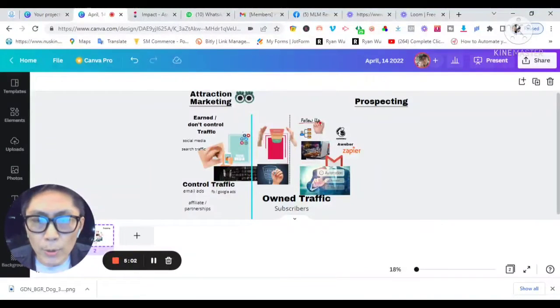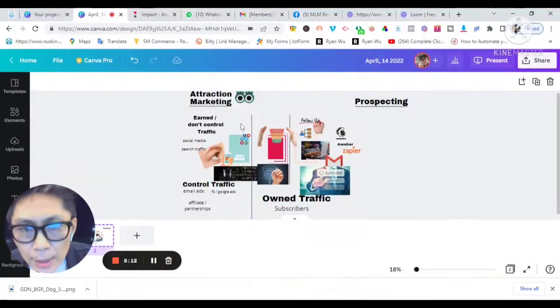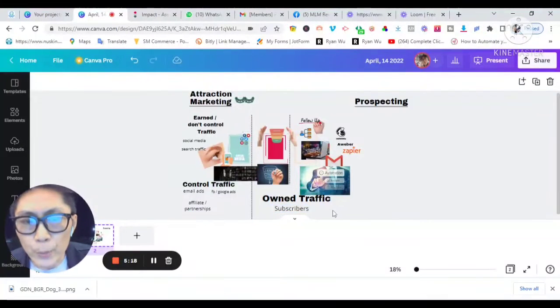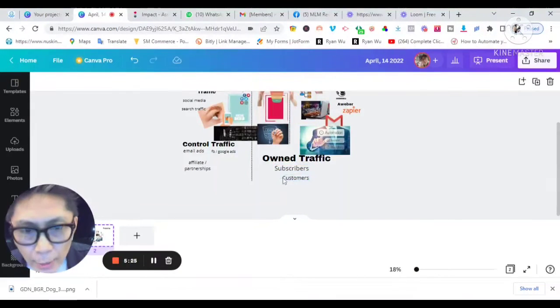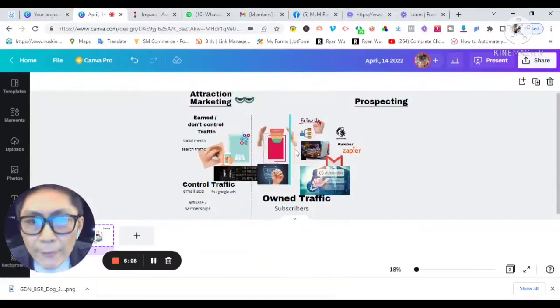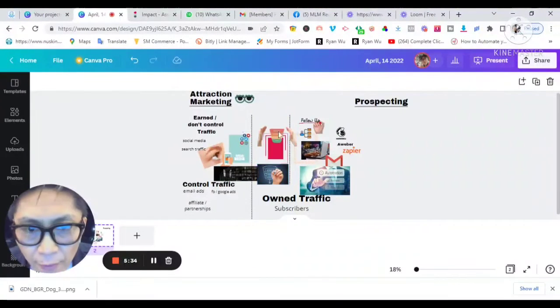Because of all these important lessons they have learned in the past, they have, in a very genius way, gone on to create a middle way whereby we have the ultimate control, which is the third type of traffic called own traffic. They are actually our subscribers and our customers. And how do you have that own traffic? It is through this thing called a funnel, right?